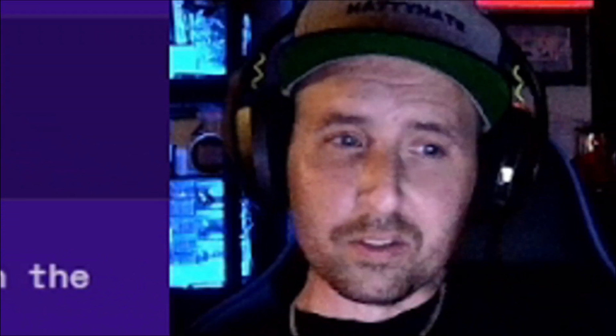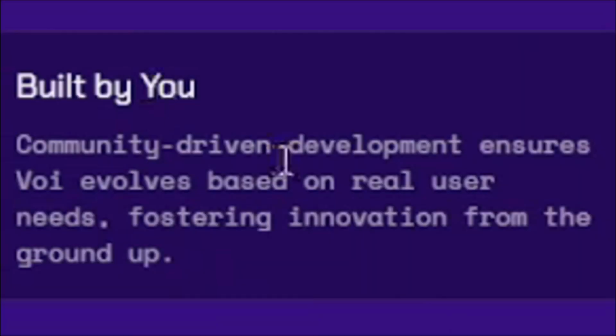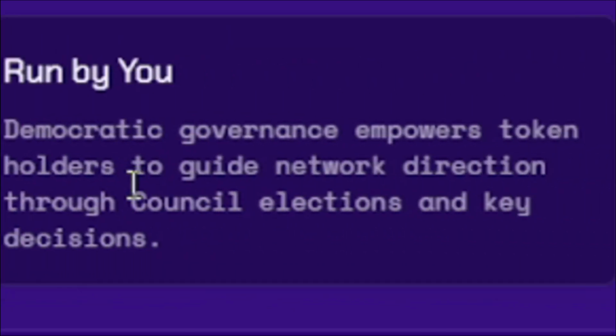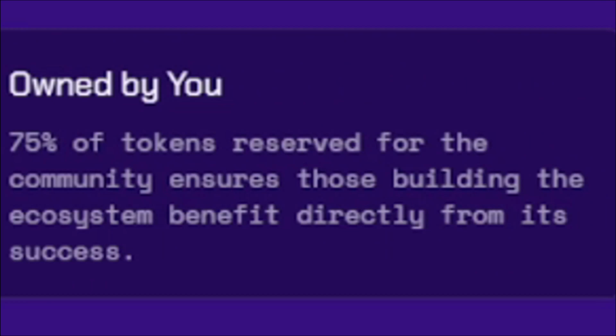A lot of these blockchain projects, a good amount of the tokens are bought up right away or owned by big whales, and we all end up getting the crumbs. Voi is trying to change that and giving back to the community. Built by you: community-driven development ensures Voi evolves based on real user needs, fostering innovation from the ground up. Run by you: democratic governance empowers token holders to guide network direction through council elections and key decisions. And owned by you. This is what I was talking about earlier. 75% of tokens reserved for the community ensures those building the ecosystem benefit directly from its success.